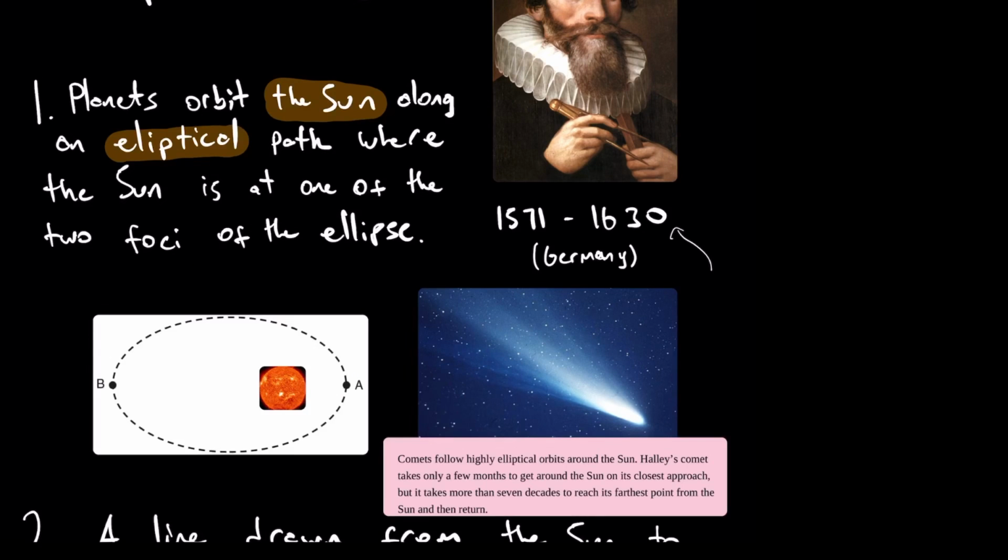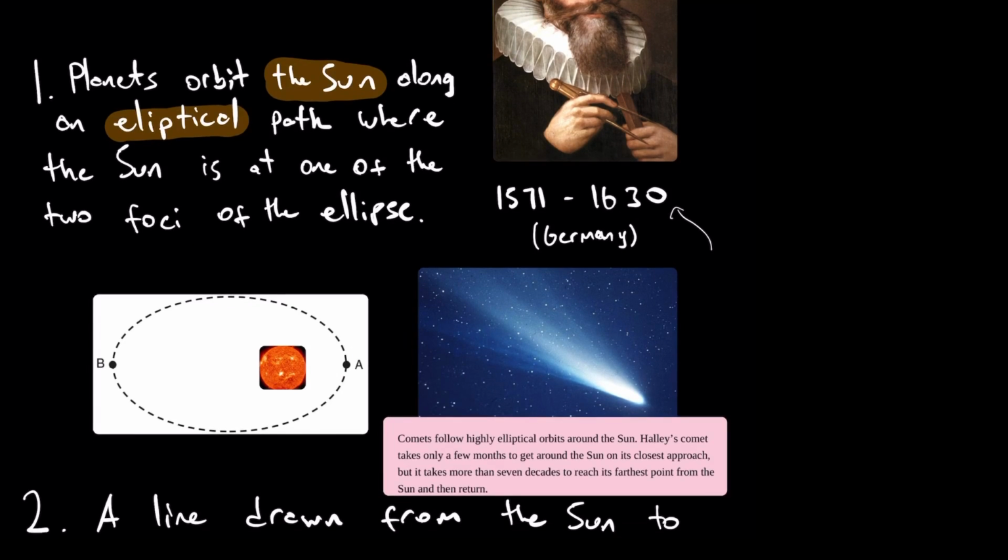Another application we see with Kepler's laws is with comets. Comets follow highly elliptical orbits around the sun. Halley's comet takes only a few months to get around the sun on its closest approach, but it takes more than 7 decades to reach its farthest point from the sun and then return. So it's really easy to move around here because you have to be really fast, and you just move around so fast in order to stay away from the gravitational field of the sun. But once you get here, the gravitational field is so low, so you don't necessarily have to go so fast.